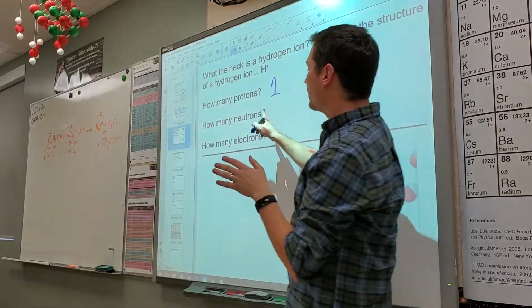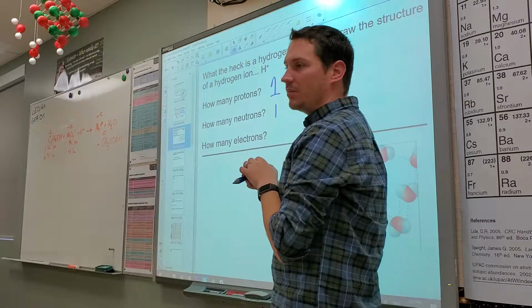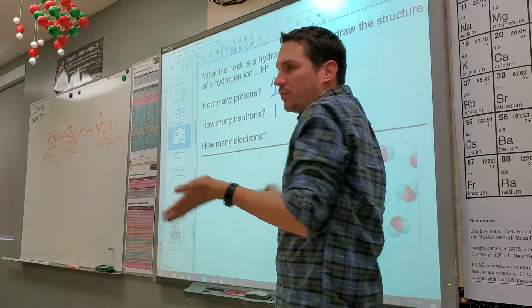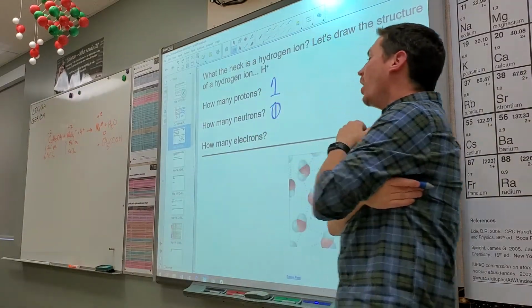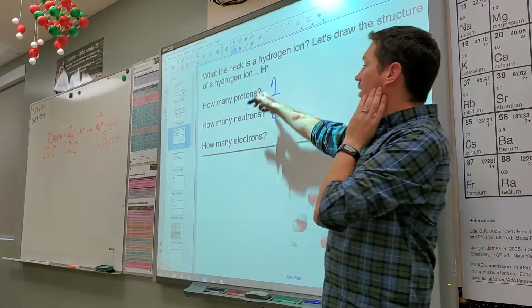A hydrogen ion has no neutrons. Why? Let's say it had 1 neutron, what would be the mass of it? It'd be 2, but it doesn't have a mass of 2, it has a mass of 1, so it's 0. Okay? How many electrons? 0.